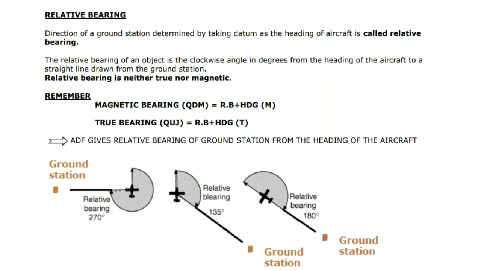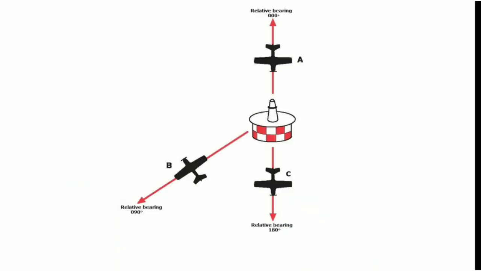As you can see in the first diagram, the relative bearing of the ground station, shown in magenta color, taking datum as heading and going clockwise, will be 270. In the second picture, again taking datum from heading, it will be 135. And in the third picture, the relative bearing of the ground station is 180. There are some more examples.